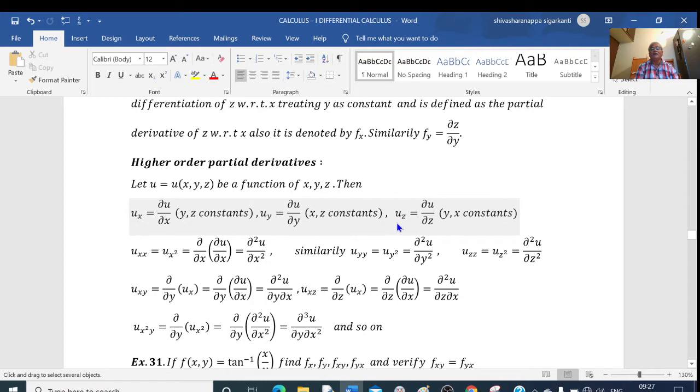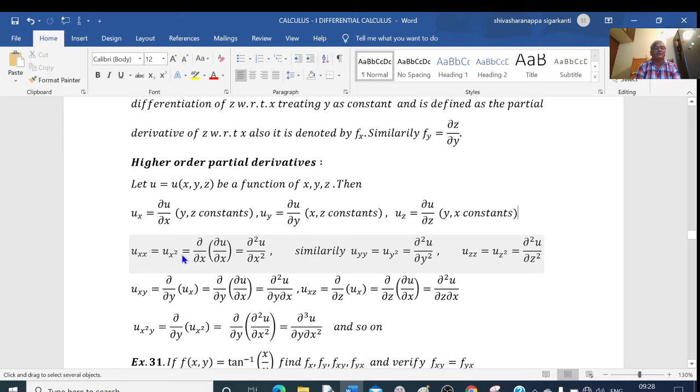And similarly, uz is nothing but dou u by dou z. Here this is the differentiation of u with respect to z, treating x and y as constant quantities. These are the first derivatives of u with respect to x, with respect to y, and with respect to z. What about the second derivatives? So if I write uxx, this is nothing but differentiation of ux with respect to x, and this is denoted by ux square also.